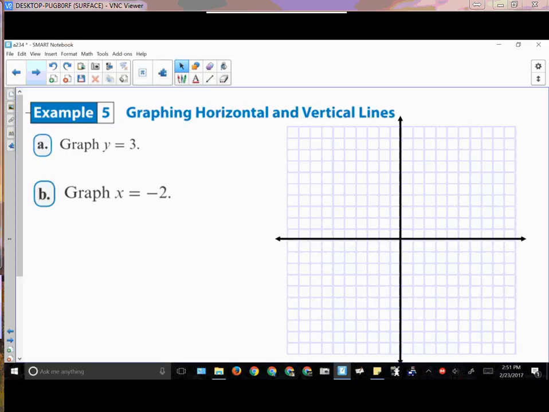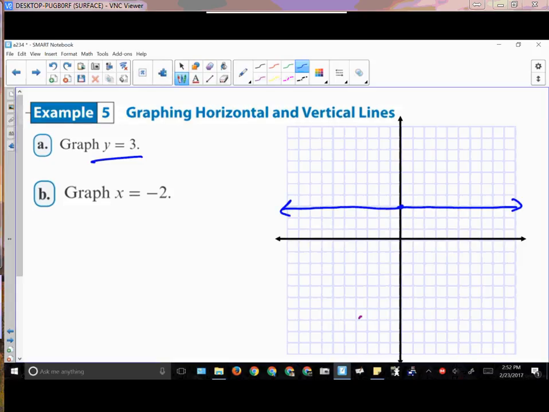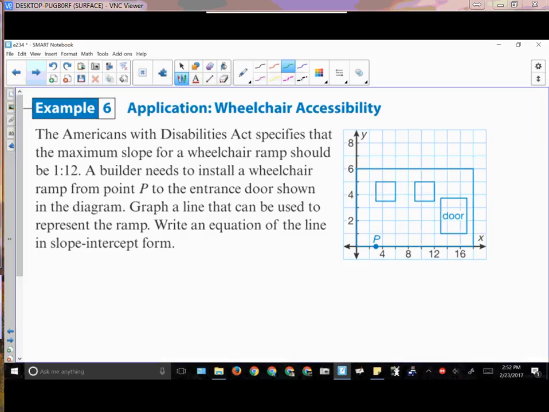So if I want to graph these two lines, what I would do. So I've got y is equal to 3. Well, that's pretty easy. I'm going to go 1, 2, 3, y. Where's negative 2 going to go? 1, 2, negative on the x, and it's going to go up and down. Easy stuff. Where in the world would you use it? Well, here you go.